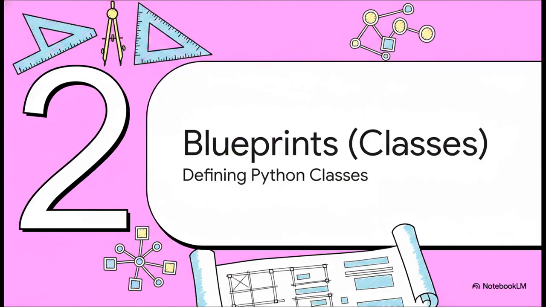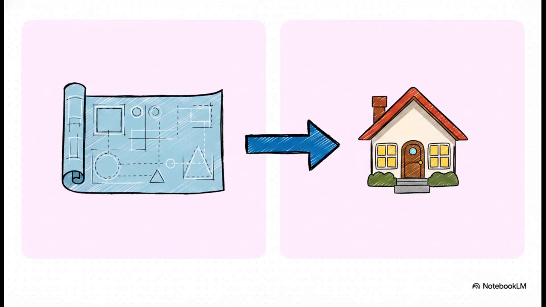Moving right along to Section 2, Blueprints and Defining Python Classes. Let's step into the Architect Studio. This perfectly illustrates the fundamental difference between the two terms you're going to hear nonstop: classes and objects. A class, that's just the blueprint. It's totally theoretical. It tells you exactly where the walls go, how many doors there are, but you can't physically live inside a piece of paper, right? The object, on the other hand, is the actual physical house that gets built from that blueprint. It's got real wood, real glass, and you can literally walk right through the front door.